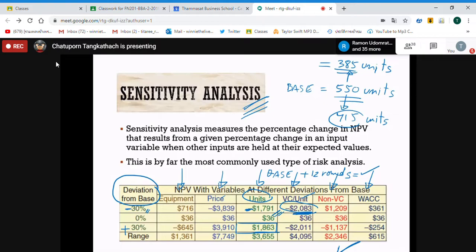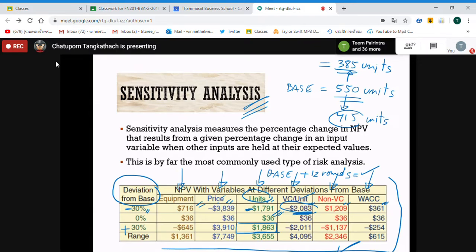Now, for sensitivity analysis, why do we need to do that? We need to do that because after we calculate and get all the answers here like this, you can answer me, for all the factors here, equipment, price, unit, variable cost, non-variable cost, cost of capital or discount rate, which variable is the most crucial or the most dangerous to the project, not the firm, to the project?